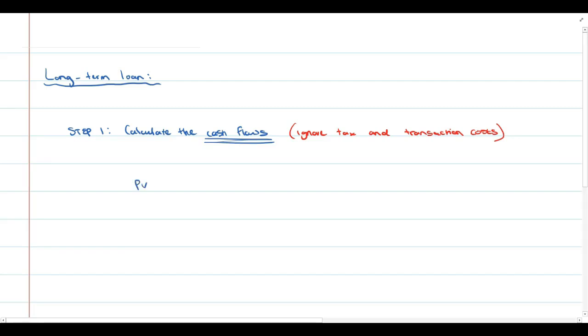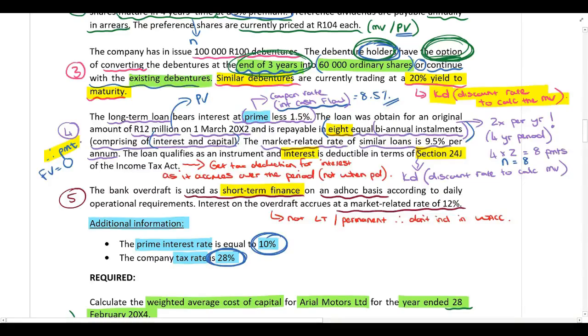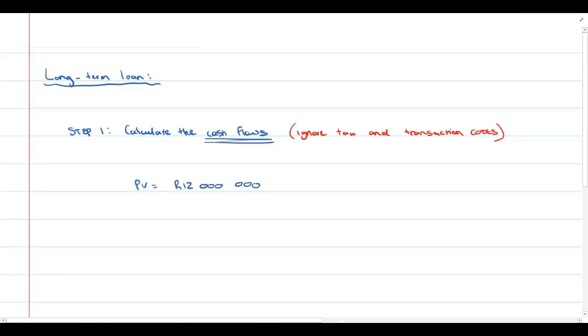So my present value is 12 million. And that would have been the present value when they first entered into the loan agreement on the 1st of March 20X2. We said that N is 8, and please note that is made up of 4 years. So it's a 4-year loan, but we have 2 payments per annum. So that's where the 8 comes from.